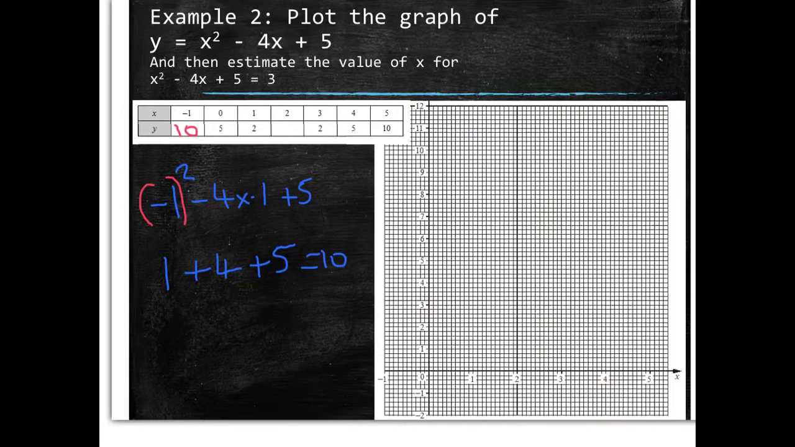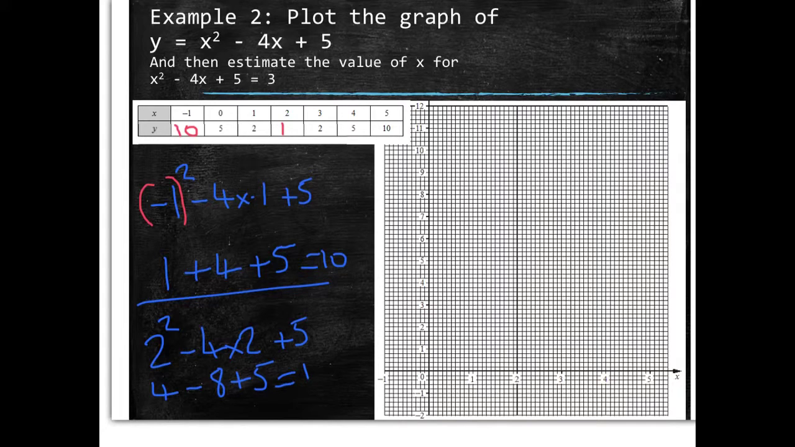Okay, let's do the next bit then. Let's substitute in 2 for x. So then we have 2 squared minus 4 times 2 plus 5. 2 squared is 4, minus 8 plus 5. 4 minus 8 is minus 4, plus 5 gives me 1. So the solution I have here is 1. So when x is 2, y is 1.